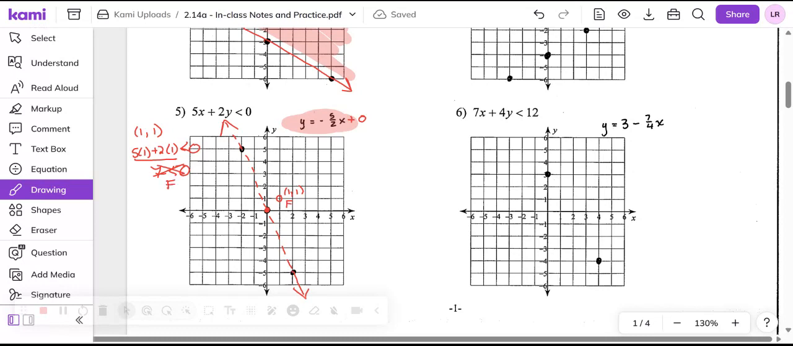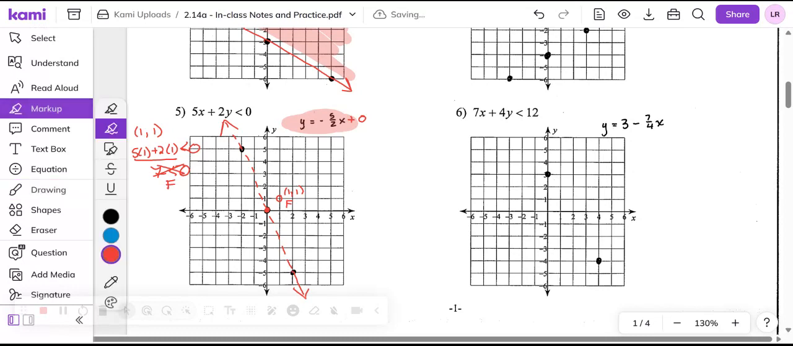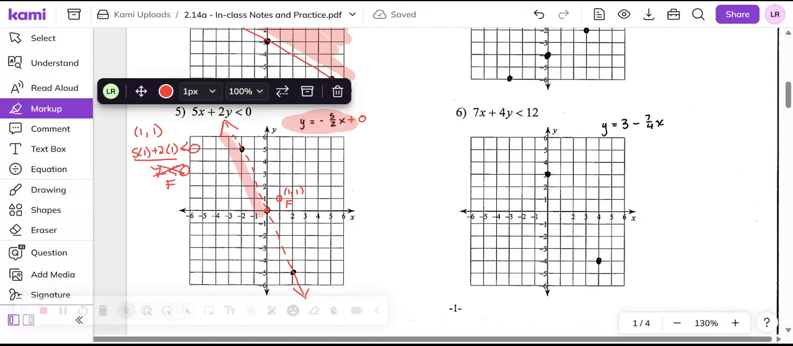So if 1, 1 is on the side with the false statements, I have to shade the other side of my line. Okay, so I would be shading over here. That's where all the true statements have to be. Okay?